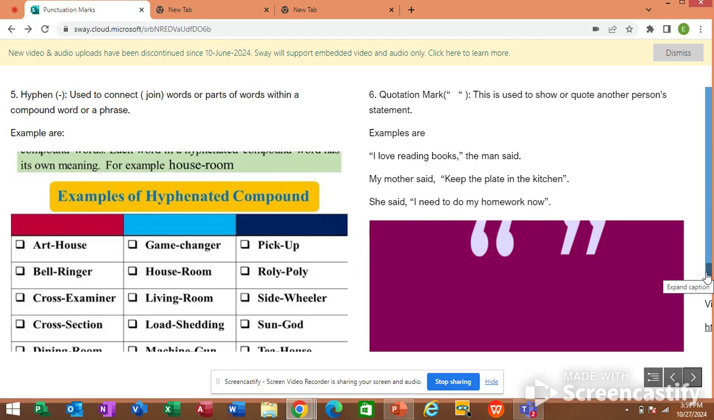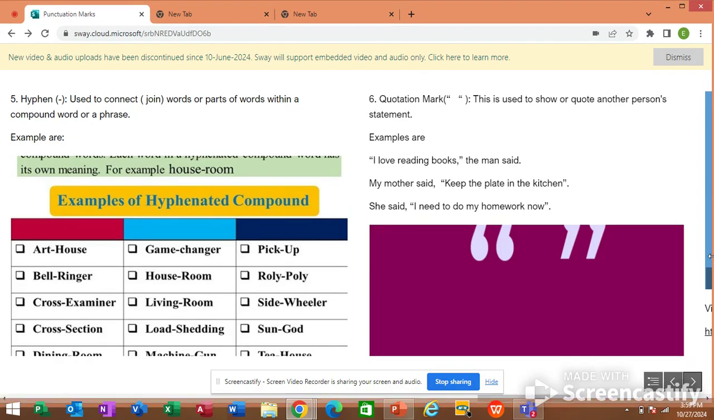Let's see what we have here. Okay, we have our art-house. Art is a word and house is another word. We have a bell-ringer. We have bell, we have ringer. So we use a hyphen to join the 2 words together. We have our living-room. Living is a word and room is another word. We put them together. We have our wheelchair. Wheel is a word and chair is another word. So we use a hyphen to link 2 words together.